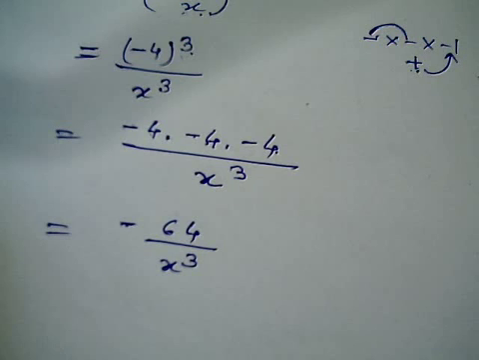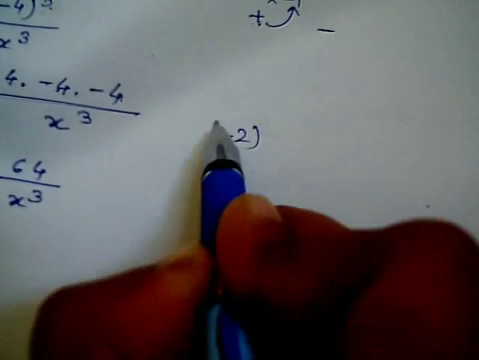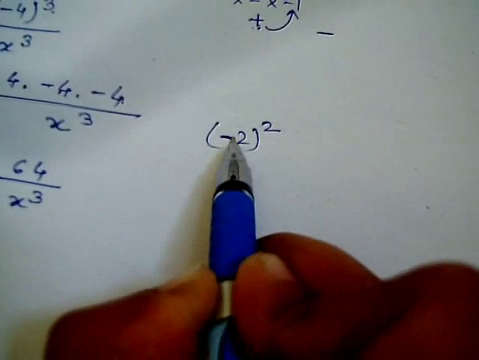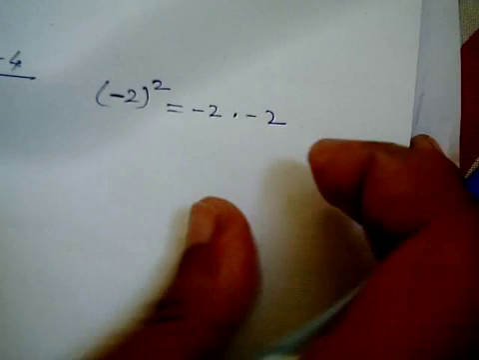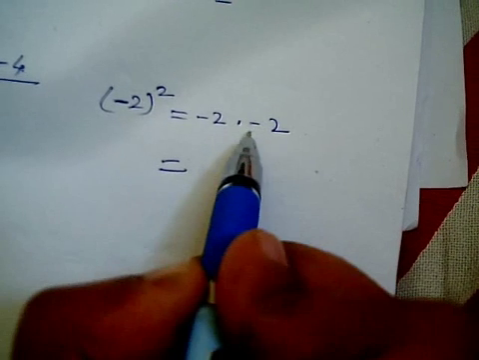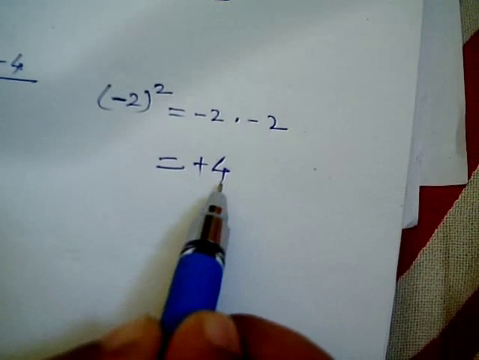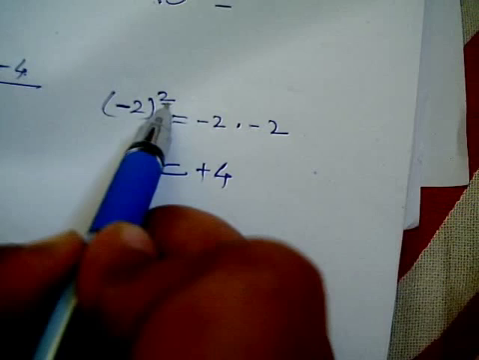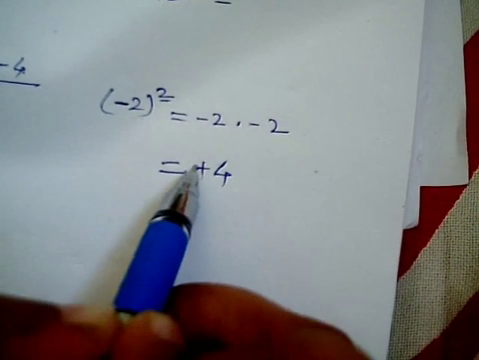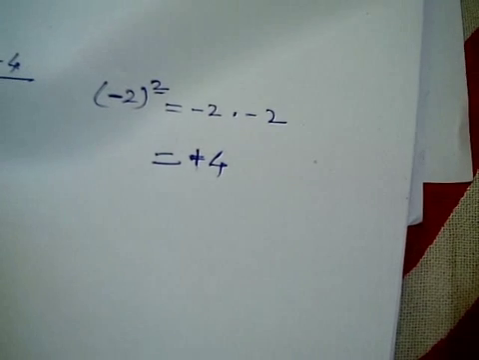For example, I'll explain negative 2 to the power 2. Here negative is there, and when you open it, it means negative 2 times negative 2. Negative times negative is positive, and 2 times 2 is 4. So the resultant number comes with the positive sign. Why? Because the power 2 is an even number. When a negative is raised to an even power, the resultant term will always come with the positive sign.